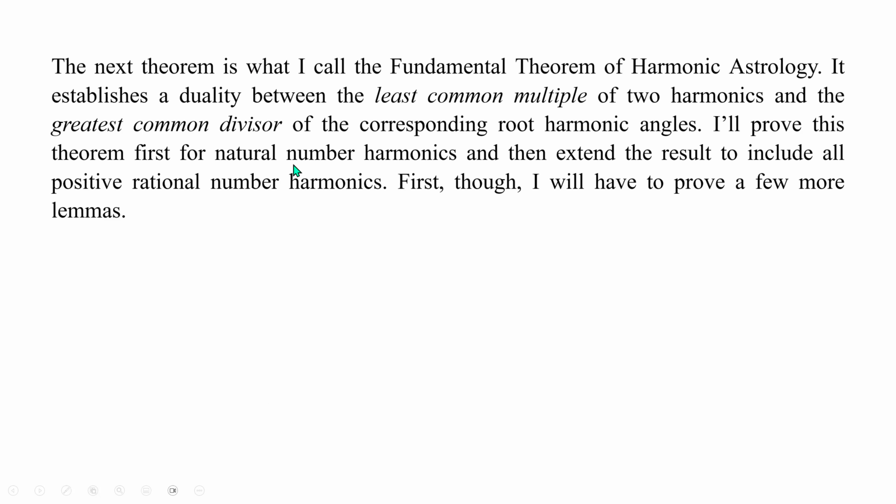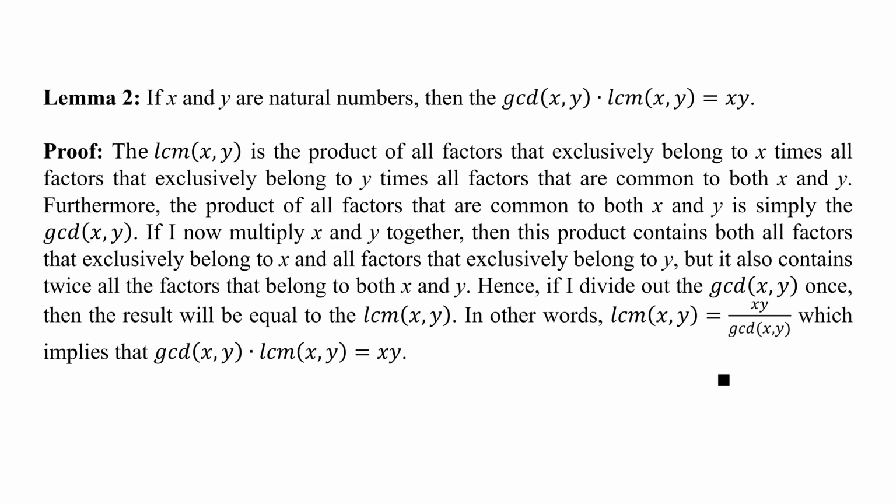I'll prove this theorem first for natural number harmonics, and then extend the result to include all positive rational number harmonics. First, though, I will have to prove a few more lemmas. So we'll start with lemma 2. If x and y are natural numbers, then the greatest common divisor of x and y times the least common multiple of x and y is equal to x times y.